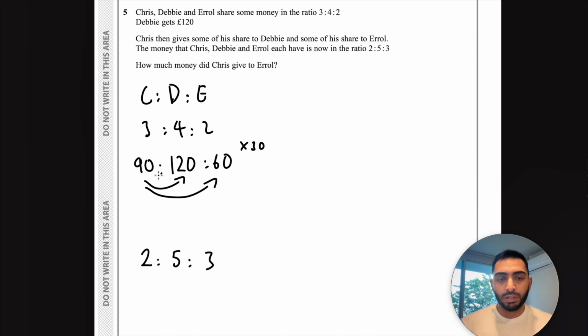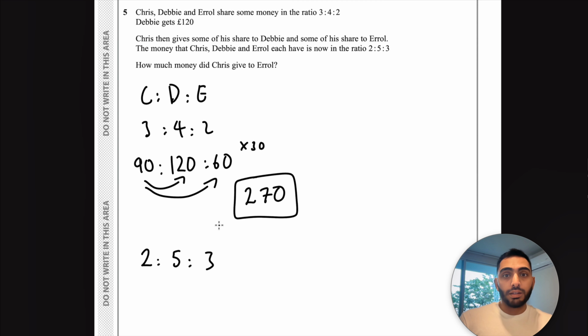If we add these three numbers together, we would get 9 add 12, 21. 21 add 6 is 27, so 270. The total amount of money that they started out with was 270. And the amount of money that they started out with hasn't changed. It's just changed between them. So we need to share 270.